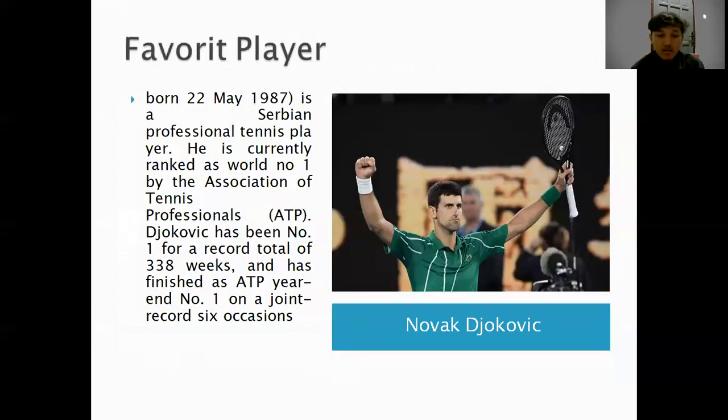My favorite player in court tennis is Novak Djokovic. Novak Djokovic, born on 22 May 1987, is a Serbian professional tennis player. He is currently ranked as world number 1 by the Association of Tennis Professionals, or ATP. Djokovic has been number 1 for a record total of 338 weeks, and has finished as ATP year-end number one on a joint record 6 occasions.